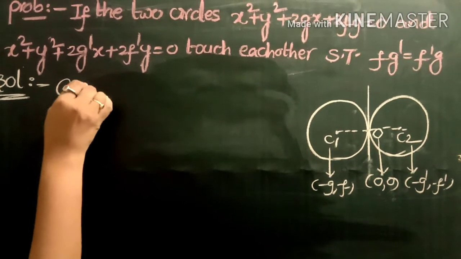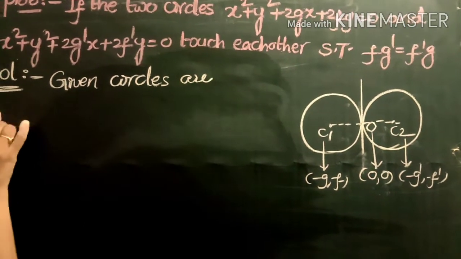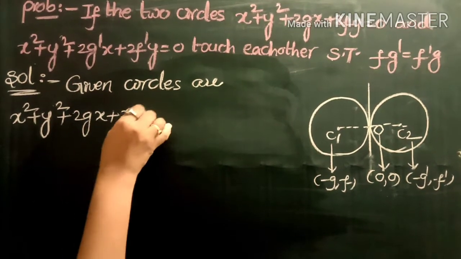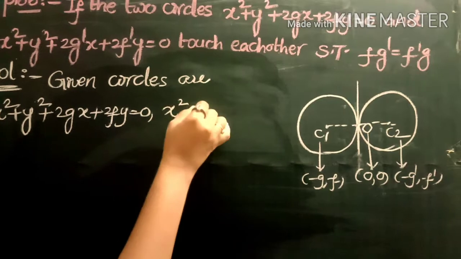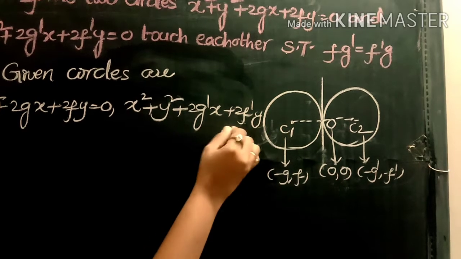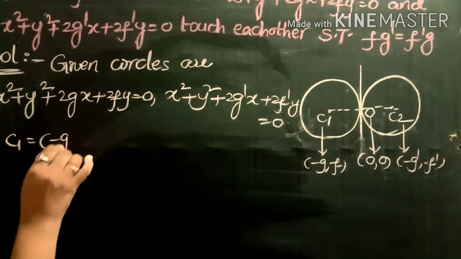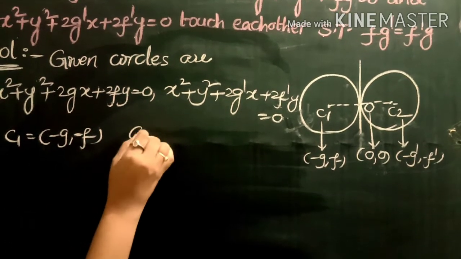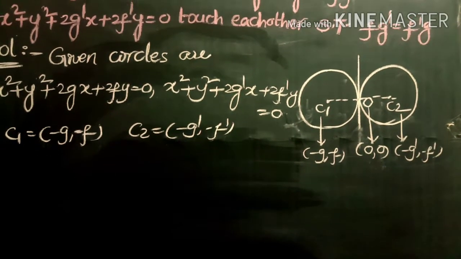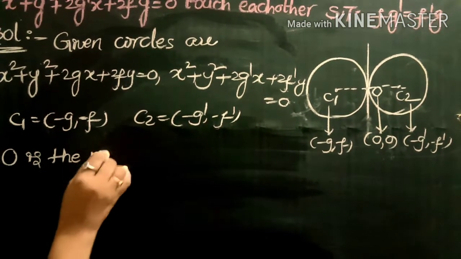Writing the given circle equations here. The first circle is x² + y² + 2gx + 2fy = 0, and the second circle is x² + y² + 2g'x + 2f'y = 0. Next we take the centers of the two circles. The center of the first circle is C1 = (−g, −f), the center of the second circle is C2 = (−g', −f'), and O is the point of contact of the two circles.